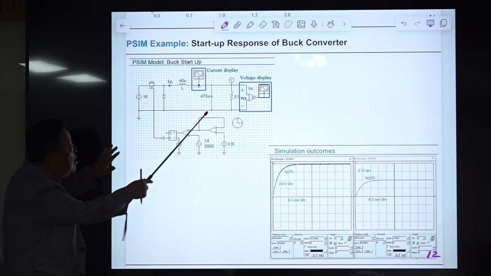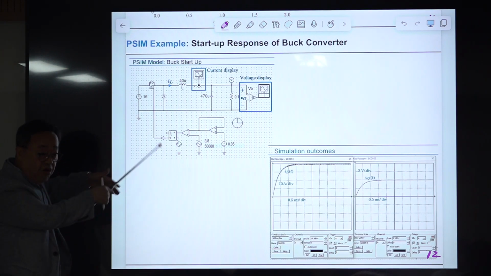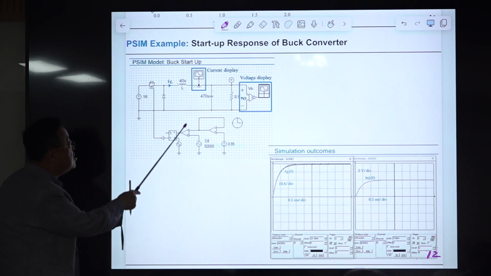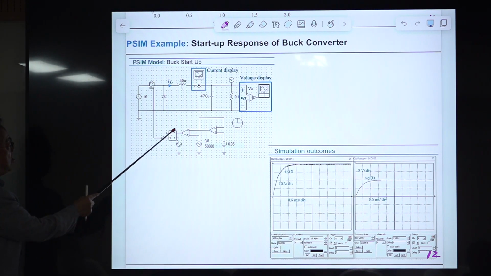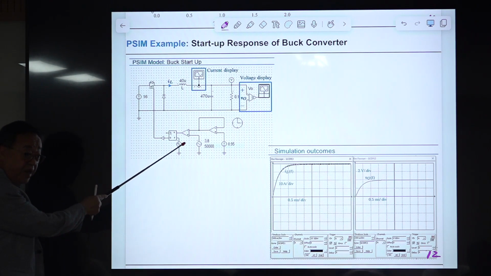This is the power stage. You need some drive signal for this MOSFET. This is the drive signal for the MOSFET. And you have this. This is an RS flip-flop. And this is what? This is a comparator.